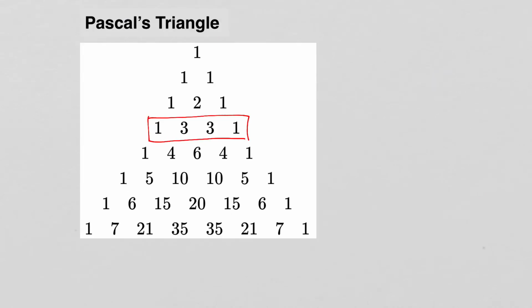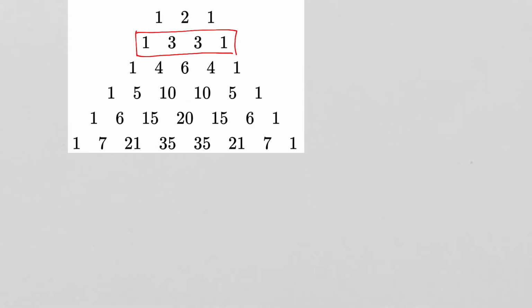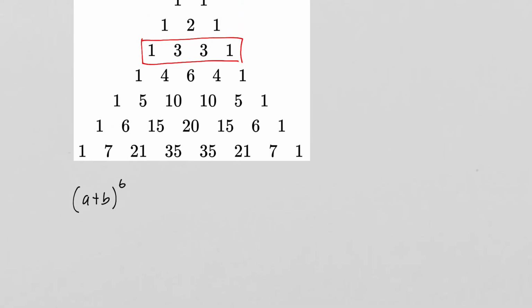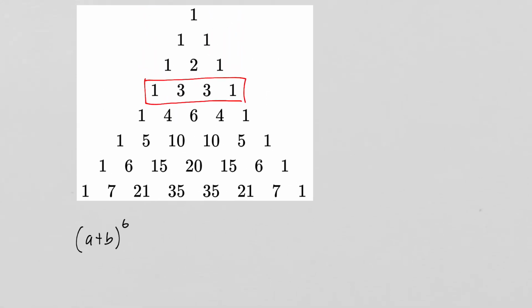All right, so let's use Pascal's triangle to do another example here. Let's do the binomial expansion of a plus b to the sixth power. Now, the first thing you need to ask is which row corresponds to the sixth power.